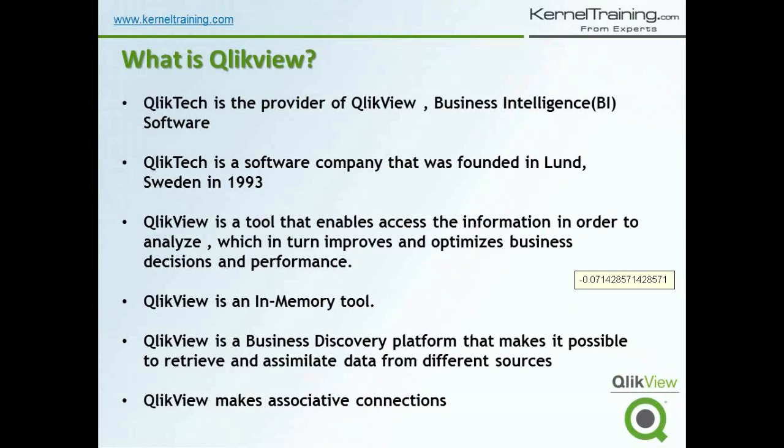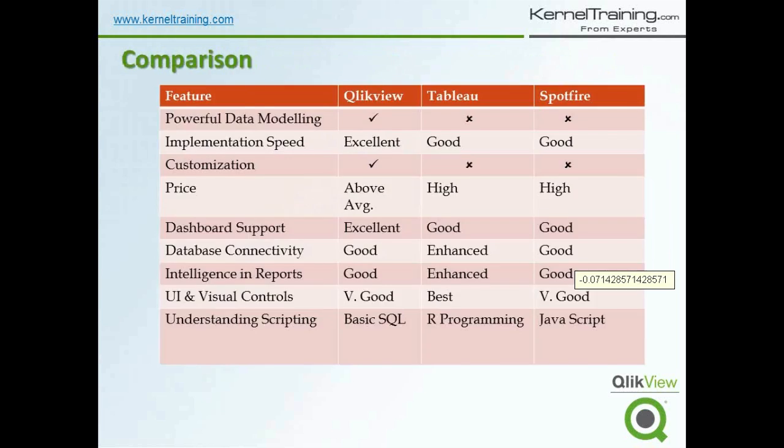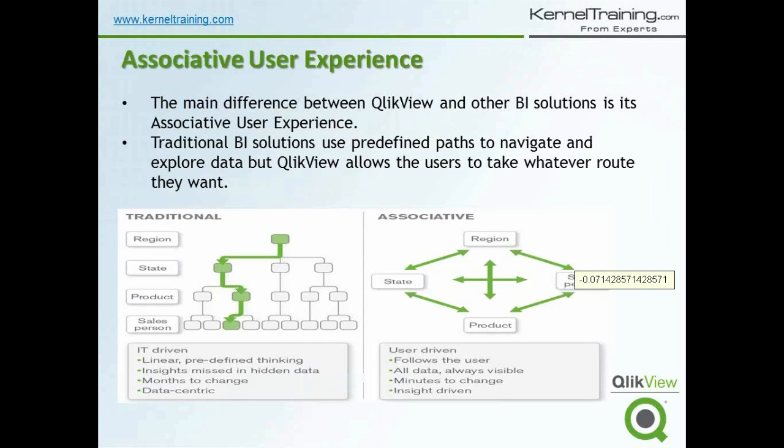And it also makes associative connections. Associative connections in the sense, this one. So if you build up some model in terms of this hierarchy, something like a traditional behavior, region, state, product, sales, it really takes a month to change this model. But whereas in Qlikview, it is just minutes of change. Just go back and change that hierarchy. This will not take much time.